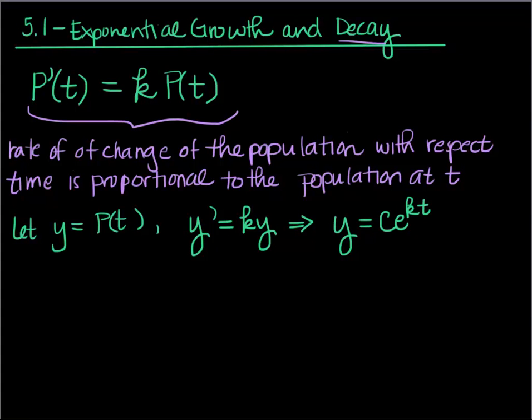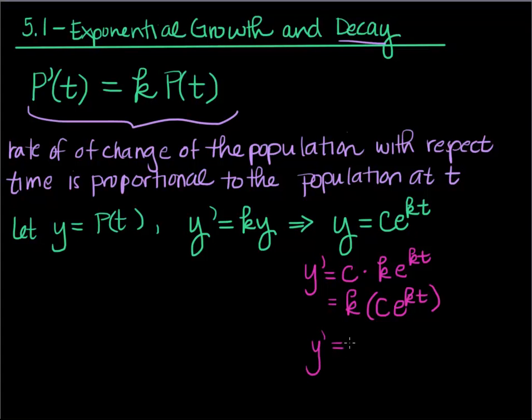How can I prove that to you really quick? Well, let's take the derivative of this. That would be c times k e to the kt, because the derivative of e to the kt, I just bring the k down. If we rewrite this a little bit, I can just put the k in front. This is k times c e to the kt, okay? And then what we have is that y prime equals k times, well, what was c e to the kt? That was my original y. So y prime equals ky. We've seen this already.